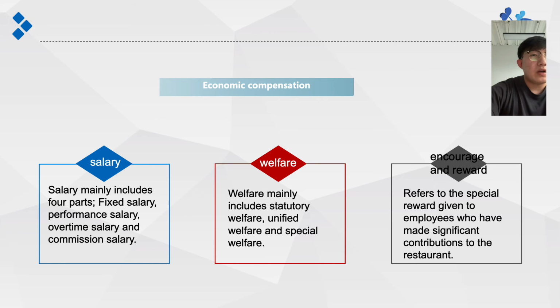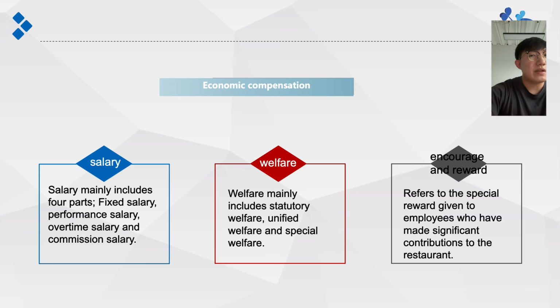And now the company has three different and very important things: salary, welfare, and encouragement and reward. First, salary. Salary includes four parts: fixed salary, performance salary, overtime salary, and commission salary. There are four different parts and they are also important.